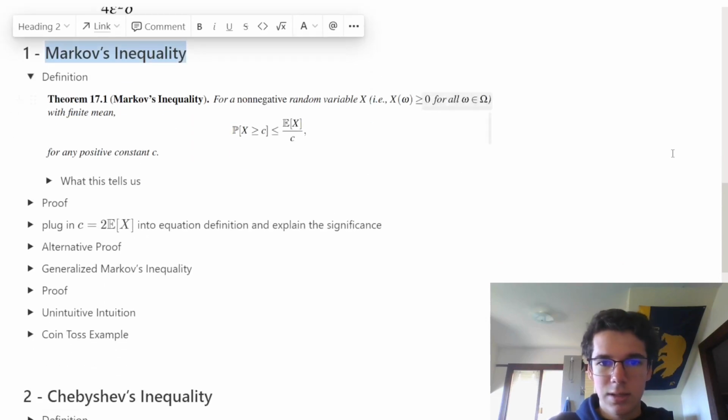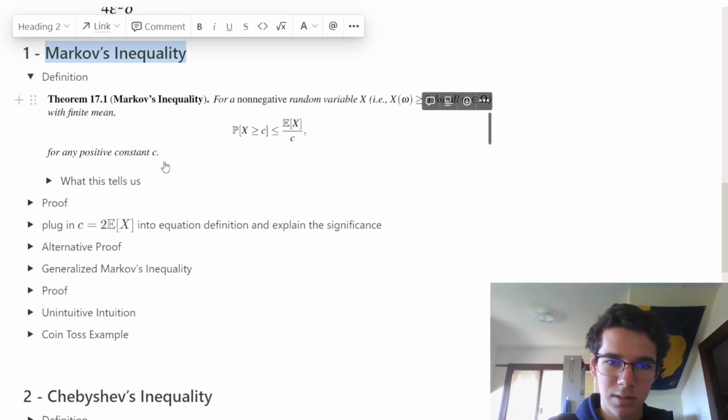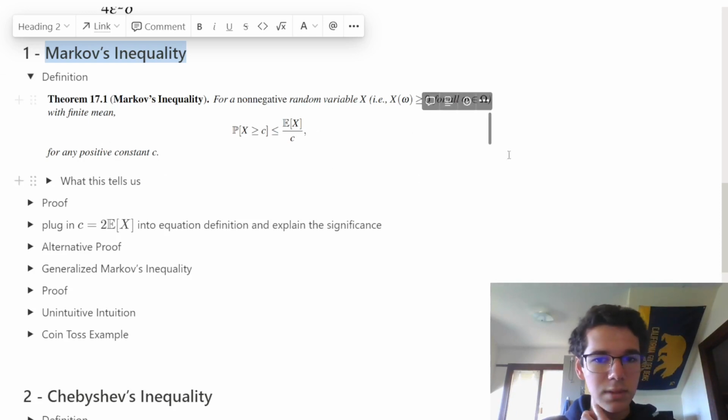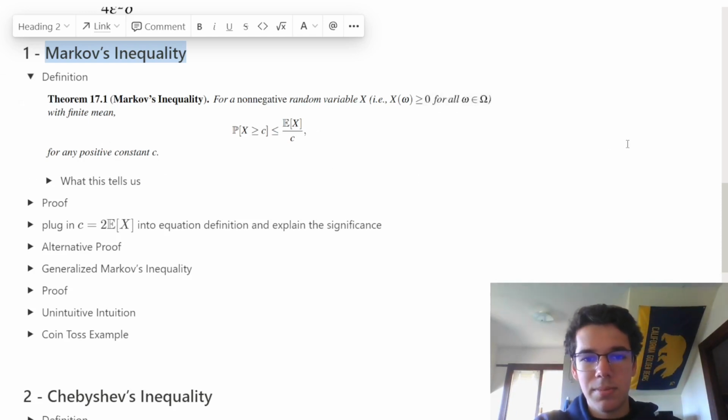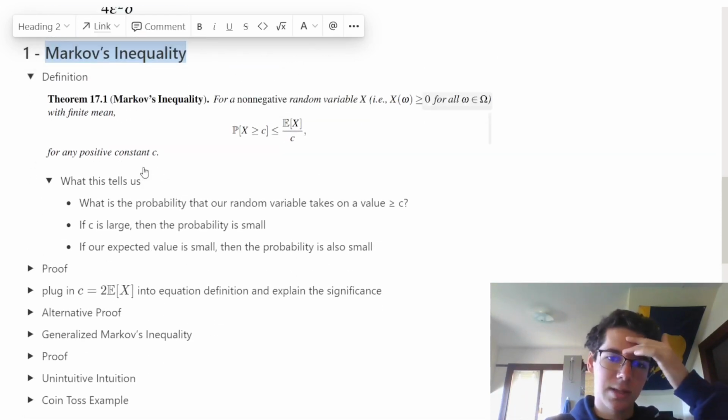So, what is it? Just to define some things, we're going to have a random variable x. X is going to be non-negative. That means for every sample point in our sample space, when we throw it through the random variable, we're going to get some non-negative output. And we're also going to have this constant c. And what we're saying is that the probability that our random variable takes on a value that is greater than or equal to some c is going to be less than or equal to the expected value, or the average, divided by c. So intuitively, what does this tell us?